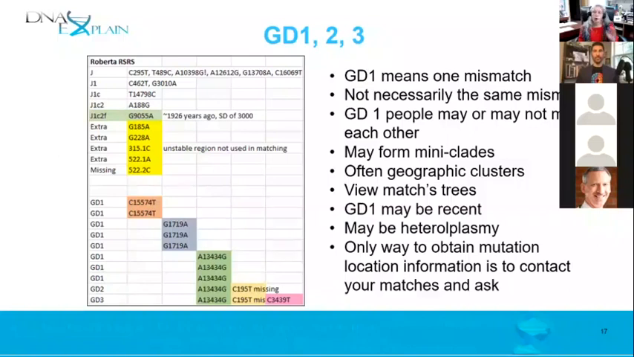So I have been writing over the years to people and asking them to share with me their mutations, usually just a screenshot, because that's the easiest thing to do. I just want the ones that are extra and missing, because those are the ones that are going to be different from the haplogroup and from me, right? So when they do that, I constructed a spreadsheet where I group them together.